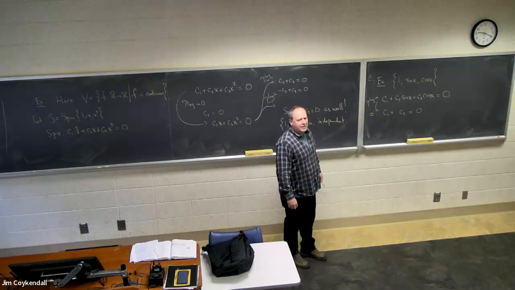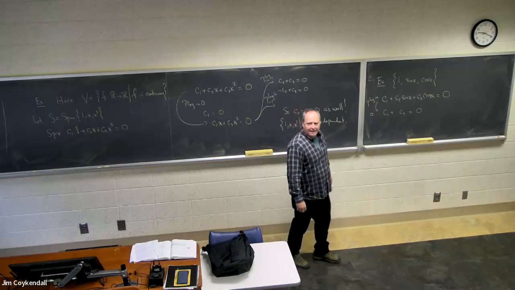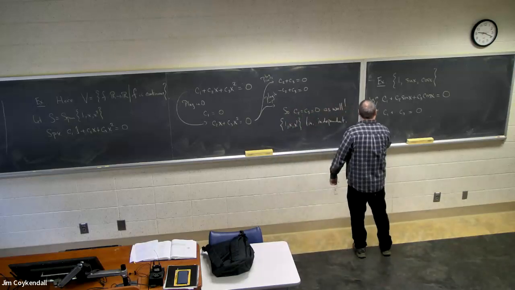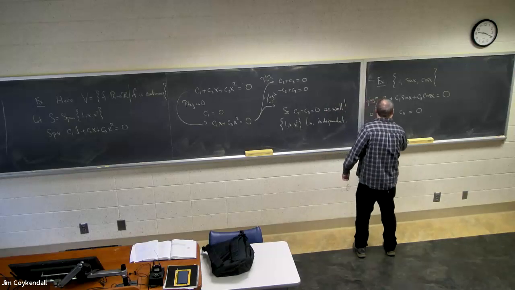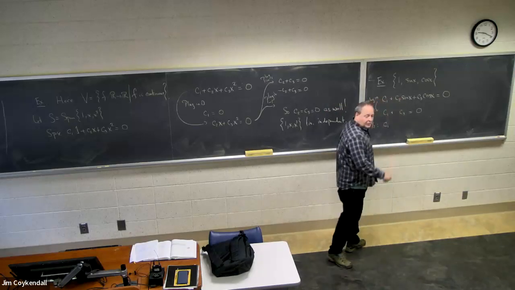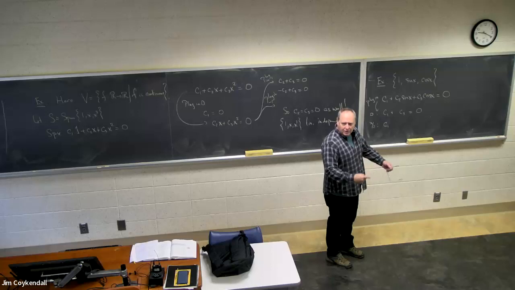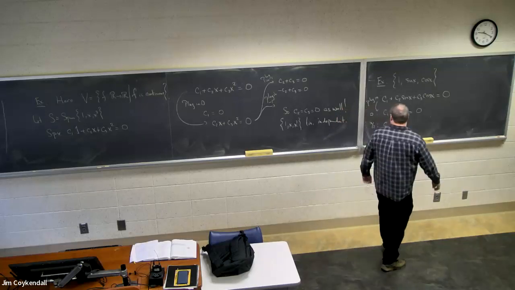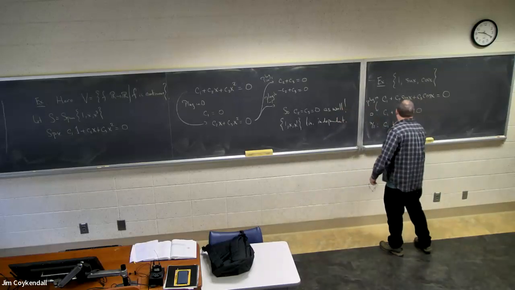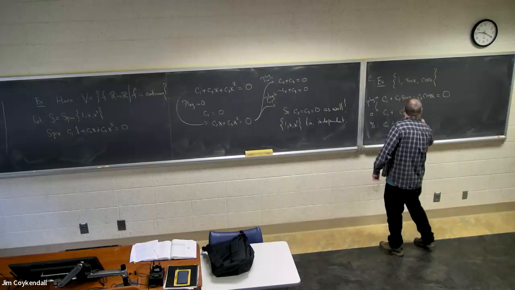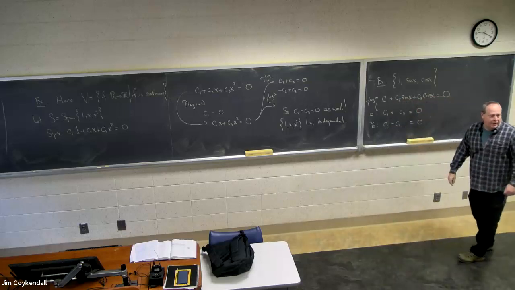What was good about plugging in x equals 0? It made the sine term disappear. What about plugging in something that makes the cosine term disappear? Try pi over 2. By the way, the suggestion to plug in 1 will work, but I'd rather not do the computation, right? So if I plug in pi over 2, now the cosine term is dead, right?